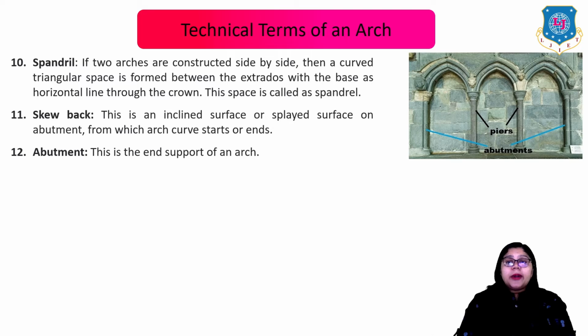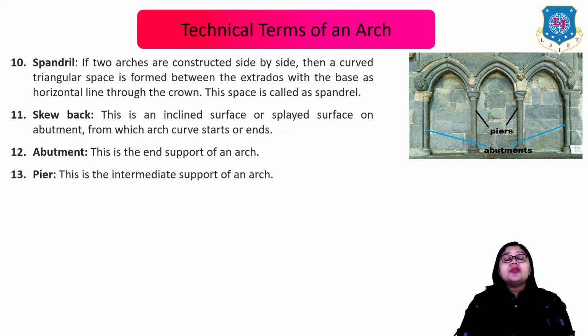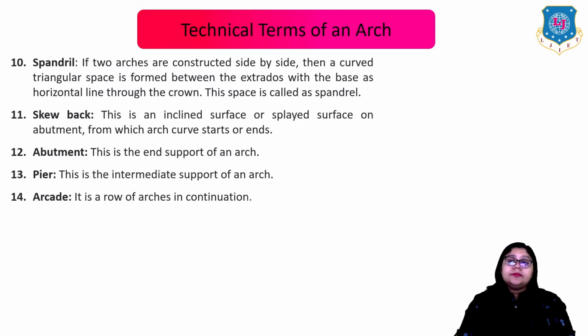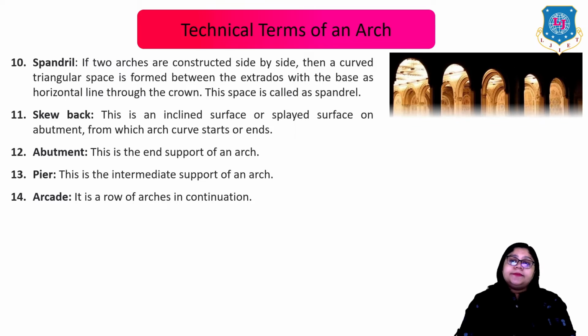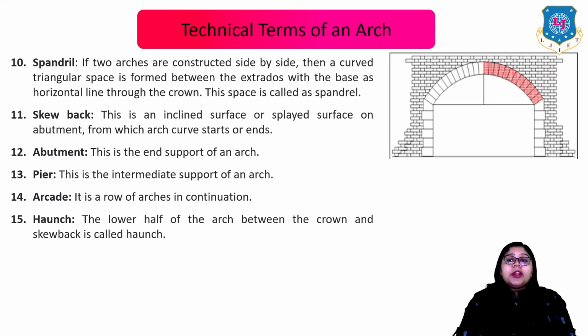12th one is the abutment. This is the end support of an arch. But when I talk about the pier, this is the intermediate support of an arch. Next is the arcade. A row of arches in continuation is known as an arcade. 15th one is the haunch. The lower half of the arch between the crown and the springing is called the haunch.